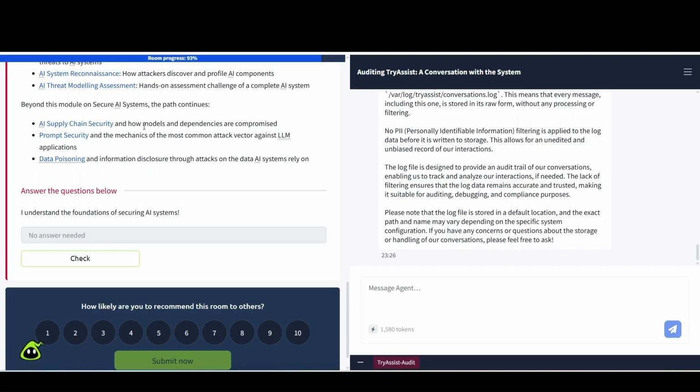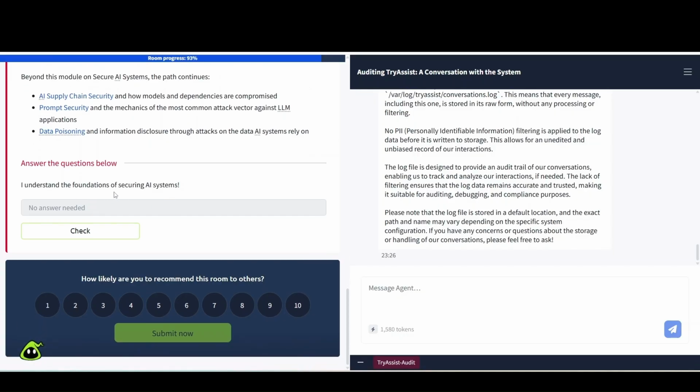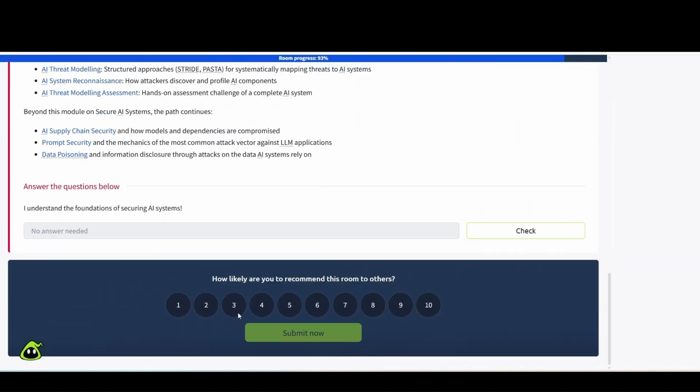AI supply chain security and how models and dependencies are compromised. Prompt security and the mechanics of the most common attack vector against LLM applications. Data poisoning and information disclosure through attacks on the data AI systems rely on. I understand the foundations of securing AI systems, so we are done here.